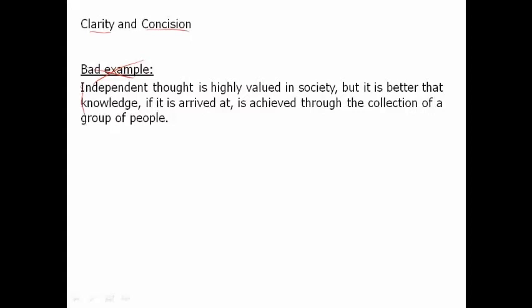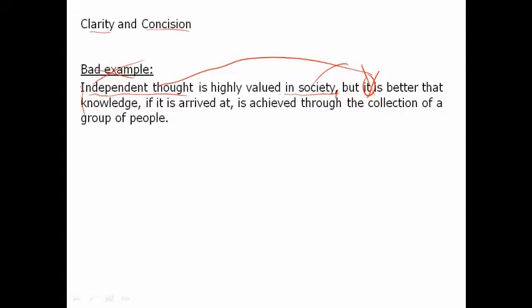It says here, independent thought is highly valued in society, but it is better that knowledge, if it is arrived at, is achieved through the collection of a group of people. Okay, so we're going to take this apart. What exactly is it saying? Well, it's saying independent thought is highly valued in society. So far, so good. But it is better than knowledge. Well, what is it? Society. Oh, I see, independent thought. But independent thought is better than knowledge. Wait, no, that doesn't make sense. So right off you can see, oh, this sentence is heading downhill.